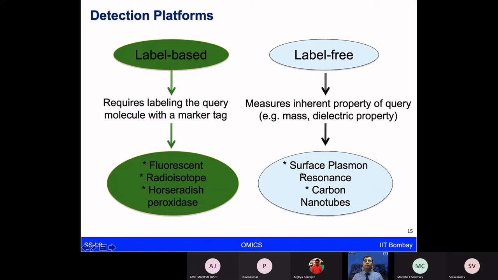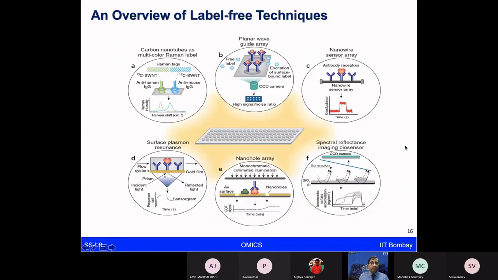But label-free is also coming up and many technologies have come forward, which are based on surface plasmon resonance, carbon nanotubes, biolayer interferometry. Many methods are there which are being used for studying these complexes and the biomolecular interactions in a label-free manner. So label-based, I have already given you some flavor. Again, just an overview slide for the label-free techniques.